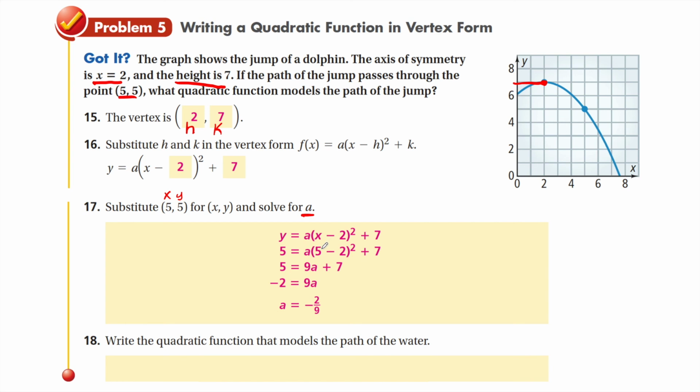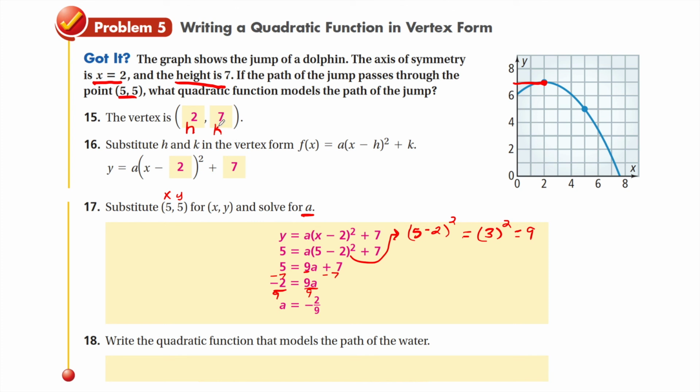But we have 5 minus 2 squared, so I'm going to bring this one out really quick. So we have 5 minus 2, and then it's going to be squared, which means that we have the same thing as 3 squared, which is 9. And that's exactly where they got this 9 from. We then have 9 times a plus 7, so we're going to subtract 7 from both sides, and you'll get negative 2 equals 9a. We'll divide by 9, and you'll get that a is going to equal negative 2 over 9.